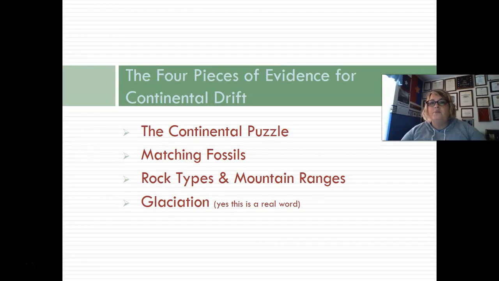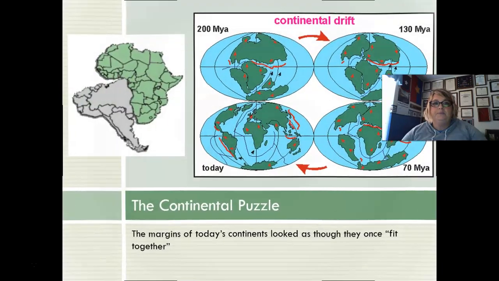Okay, so there's 4 pieces of evidence. There's the continental puzzle, matching fossils, rock types, mountain ranges, and glaciers, and there's one more that you're going to be learning about, which is seafloor spreading. Seafloor spreading kind of pulls everything together and proves it for him.